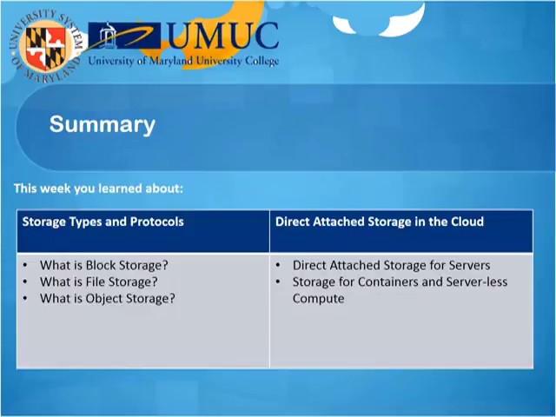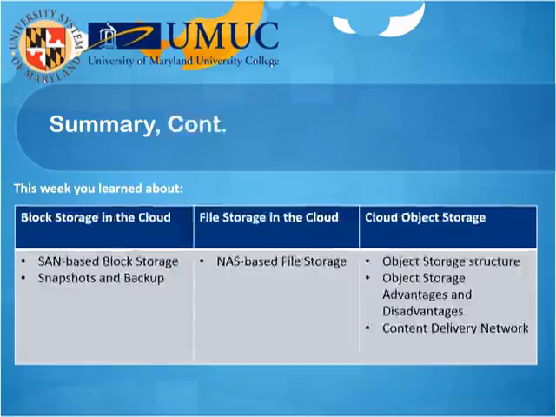In summary, this week we talked about storage types and protocols, defining block storage, file storage, and object storage. Next, we talked about direct attached storage in the cloud for servers, containers, and serverless compute. Then, we covered SAN-based block storage in the cloud, used among other things for snapshots and backups, network-attached storage-based file storage, and also cloud object storage, talking about its structure, advantages and disadvantages, and how it can work with content delivery networks.